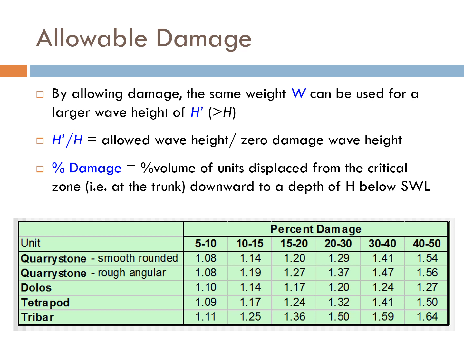In rubble mound structures, by allowing for damage, the same weight can then be used for a larger wave height. Here we define the allowed larger wave height as H prime, whereas the zero damage wave height is H. So if we use an armor unit of weight W for a larger wave height than the zero damage wave height, then H prime over H will be a number which is more than 1 as shown in the table.